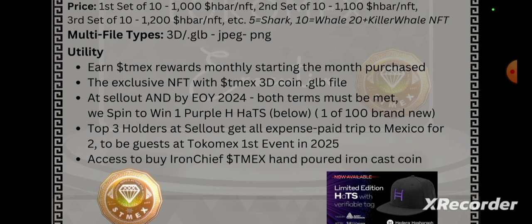Also, the next one, this is super cool. At sellout and by end of year 2024, both terms must be met, we will spin the win. We have a spinner. That's something we do at Tokomex. There will be one winner of the purple H hats, which you see below in the bottom right corner. There's only one of 100 of these, and we have one of them, and it's brand new.